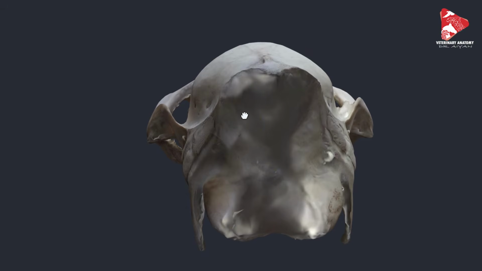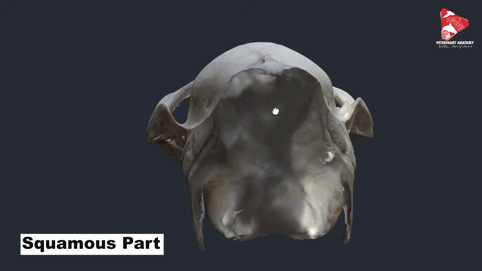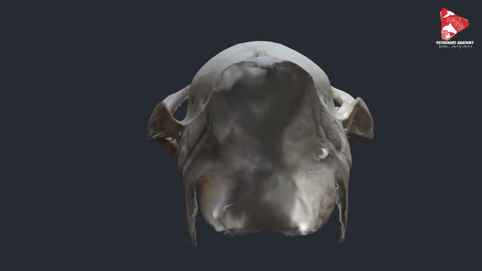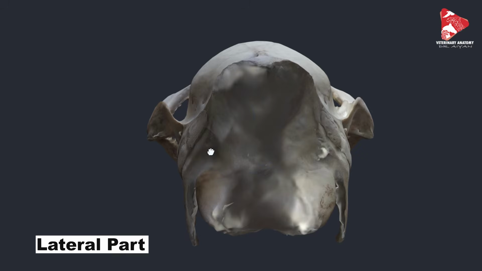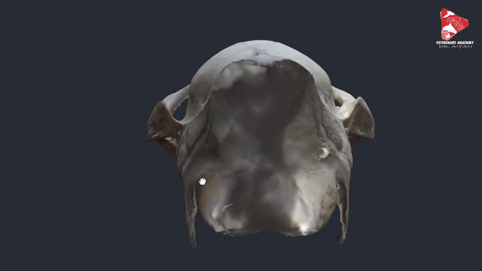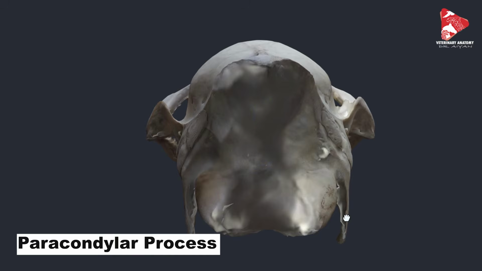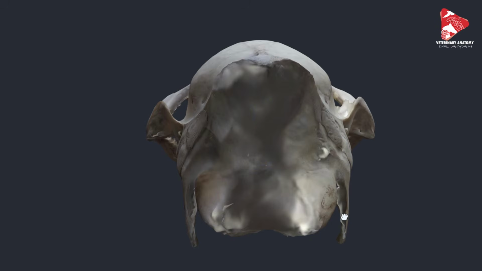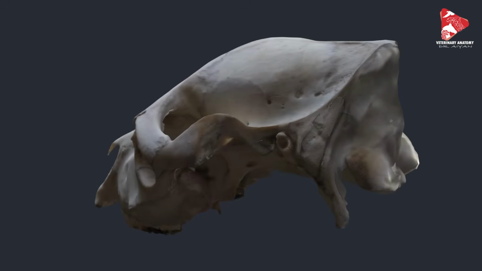In the caudal wall of the cranium, we also have the squamous part of the occipital bone. Now, in the caudal view, next to the condyles here and here, we have the lateral part of the occipital bone. Okay? The lateral part of the occipital bone forms laterally what are called the paracondylar processes. We'll talk about these different features. I will show you the occipital bone on another skull, so we will come back to this bone.